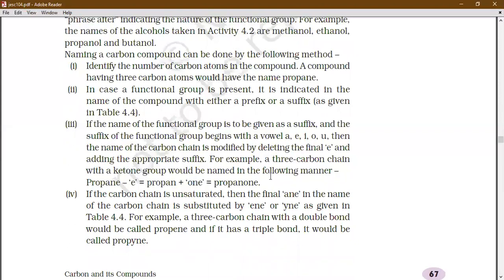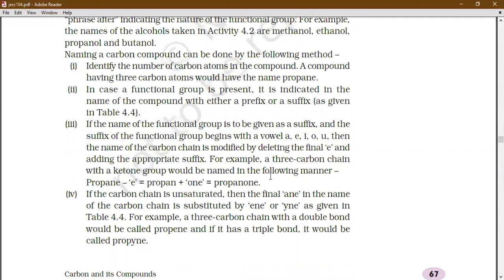If the name of the functional group is to be given as a suffix and the suffix of the functional group begins with the vowel A, E, I, O, U, then the name of the carbon chain is modified by deleting the final E and adding the appropriate suffix. For example, a 3-carbon chain with a ketone group would be named in the following manner. Propane minus E will become propan plus ol, which is propanol.